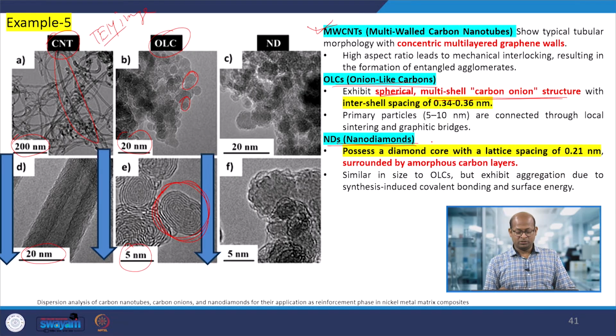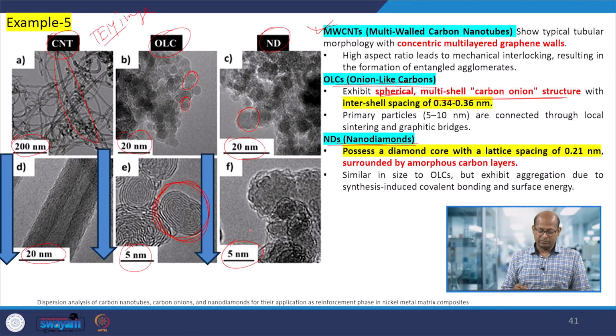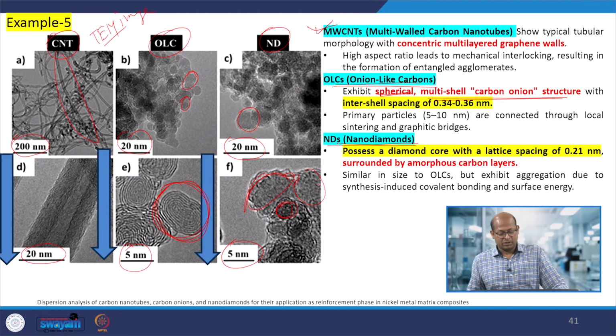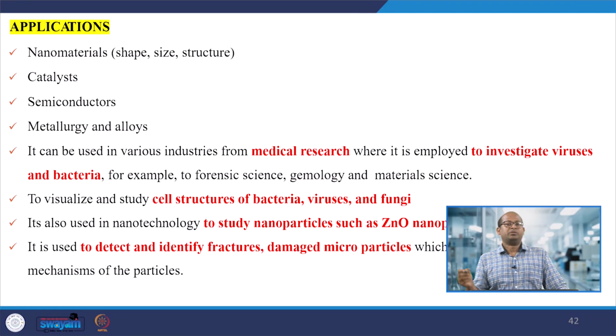Similarly, nanodiamonds were also imaged here. The TEM image was taken at 20 nanometers and magnified to 5 nanometers. Here you can see nanodiamonds formed, surrounded by some amorphous layers of carbon. So by analyzing the image deeply, for whatever materials we prepare, we can get the properties, structures and morphology of the specific material.